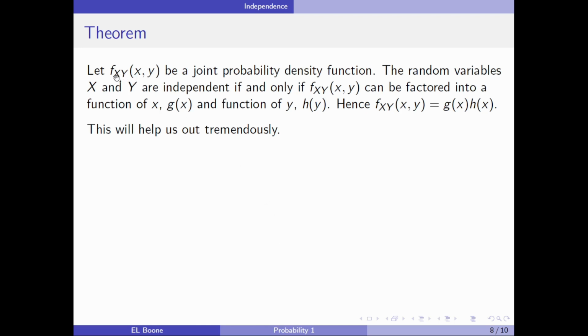If I have this joint density, then the random variables X and Y are independent if and only if this can be factored into a function of x and a function of y. We'll call the function of x g of x and the function of y h of y. So we can say that f of x,y is g of x times h of y. This is going to really help us out. Let's look at an example where this works. We're not going to look at an example where it doesn't work because it takes up too much time, and if it doesn't work, you'll know that it doesn't.